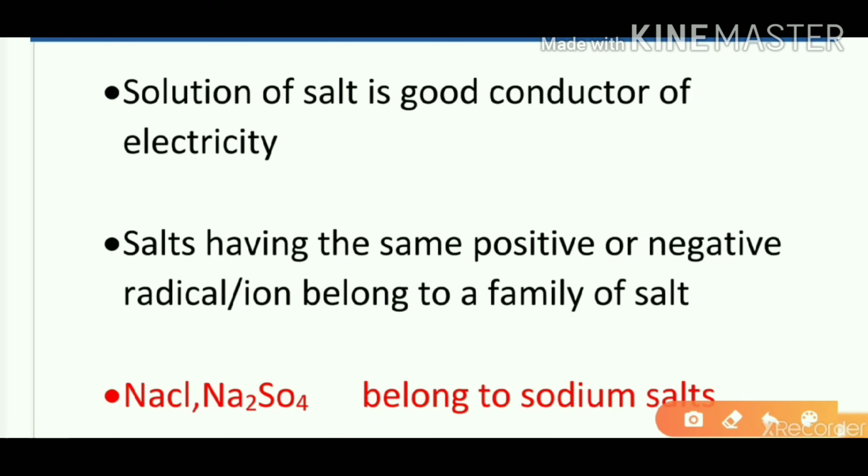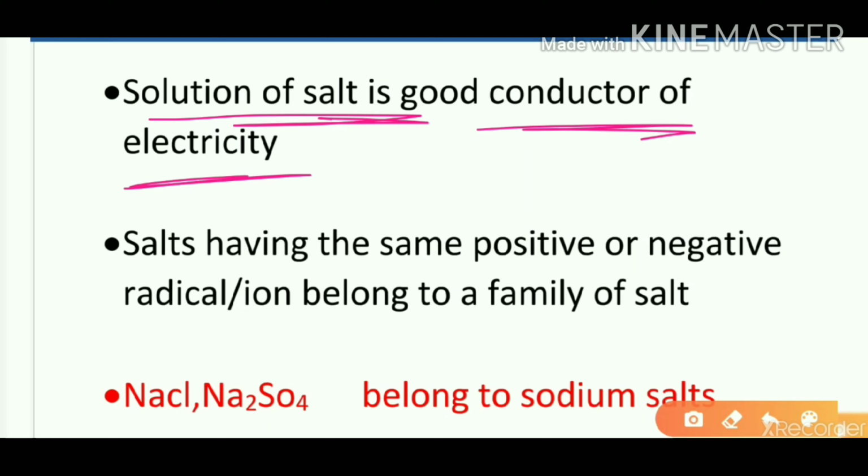Next important thing related to salts: the solution of salt is a good conductor of electricity. As we have seen in the previous classes also, the solutions of acid and base were also good conductors of electricity, and the solution of salt is also a good conductor of electricity.